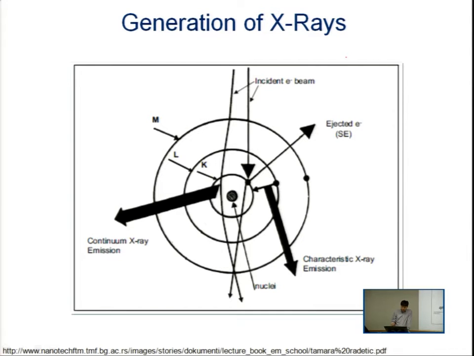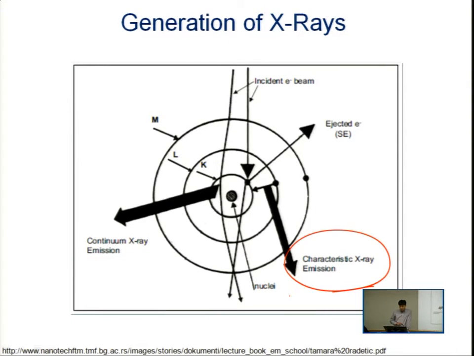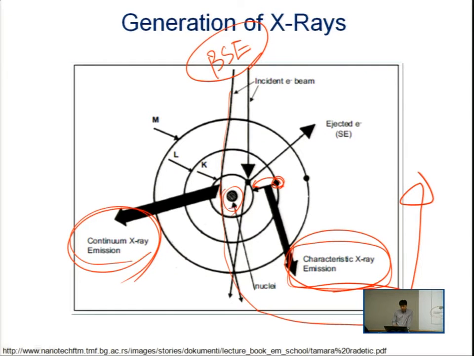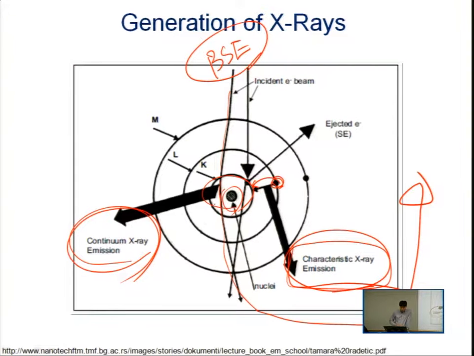When the characteristic X-ray is generated, electrons move toward the empty spot, and we call that an X-ray. And then, when we make a backscattered electron, the primary electron just interacts with the nuclei, and during that interaction X-rays can be generated. Those X-rays, coming from the interaction between the primary electrons and the nuclei, we call continuum X-ray emission.